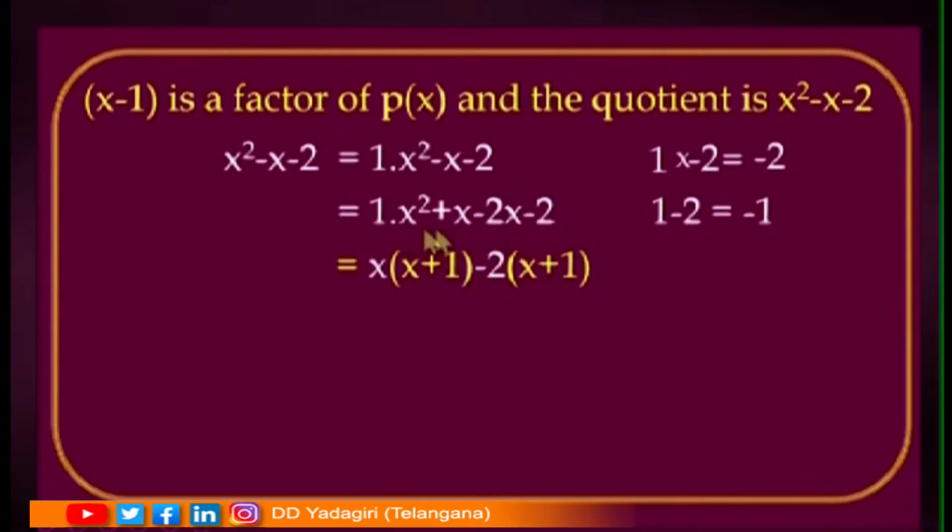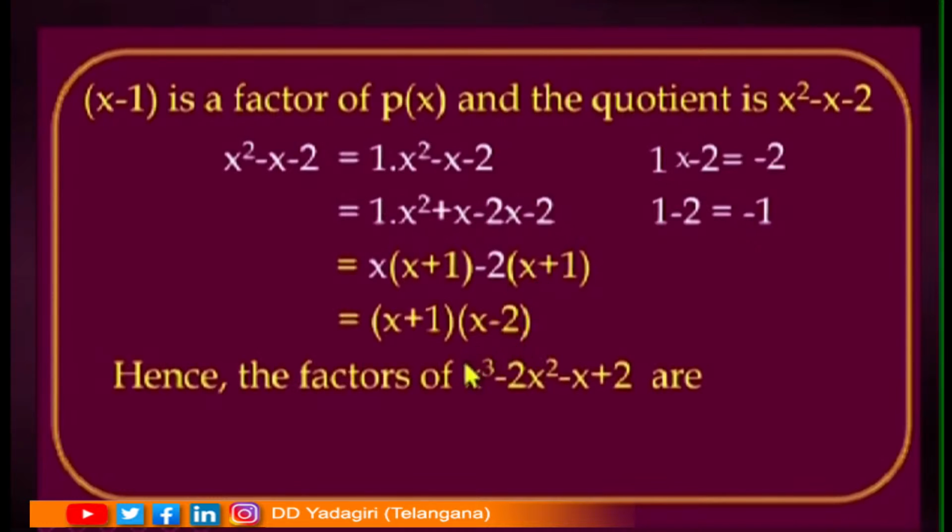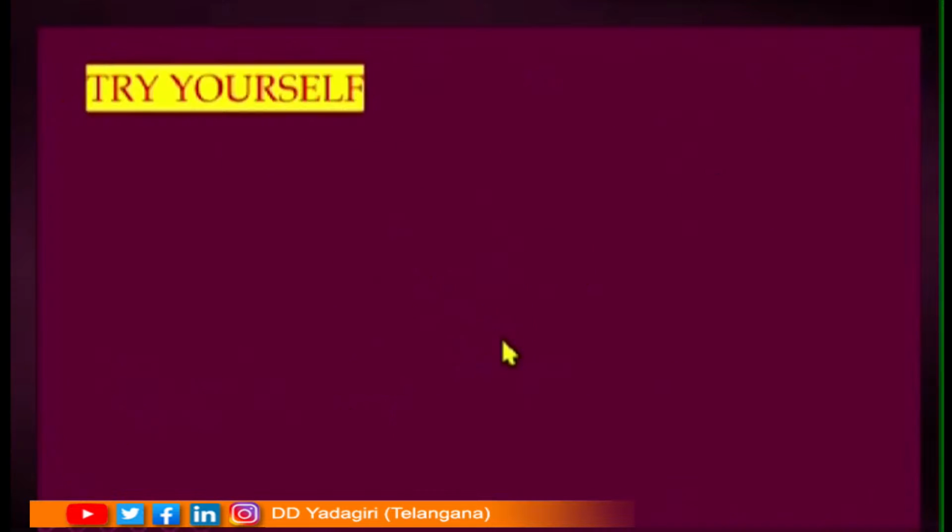You see that in the first two terms x is common. You get x plus 1. In the last two terms you get minus 2 common, with x plus 1. So in these two terms you have x plus 1 common. So x plus 1 into x minus 2. So the first factor is x minus 1, the second factor is x plus 1, the third factor is x minus 2. So the factors are x minus 1, x minus 2 and x plus 1.